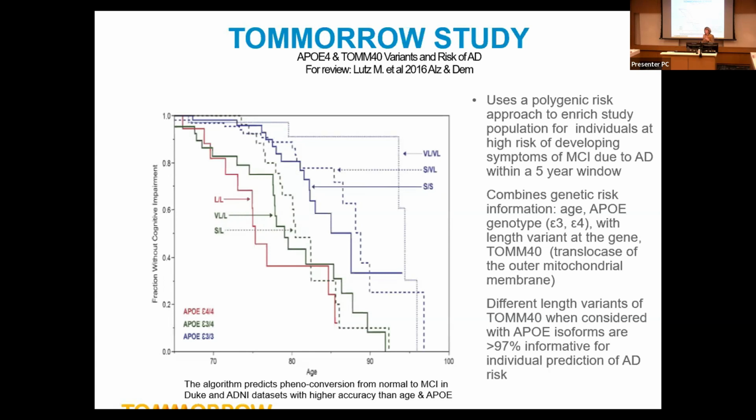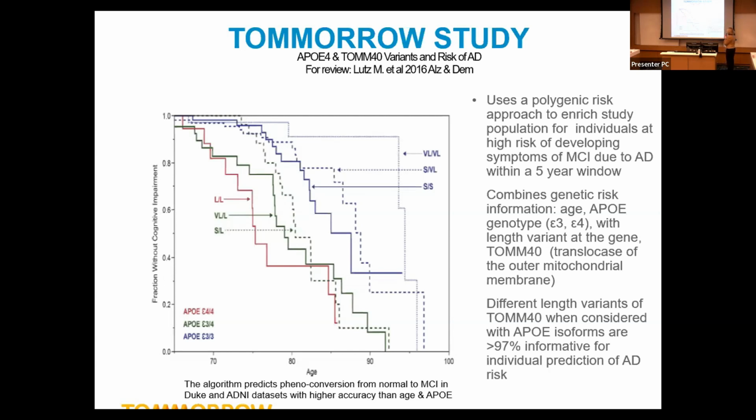What happens with consideration of the TOM40 genotype is you get a broader coverage, hypothetically, this is a hypothesis, a higher coverage of risk relationship between development of Alzheimer's disease if you know both the TOM40 genotype and the ApoE genotype. So the rationale for this is listed here.